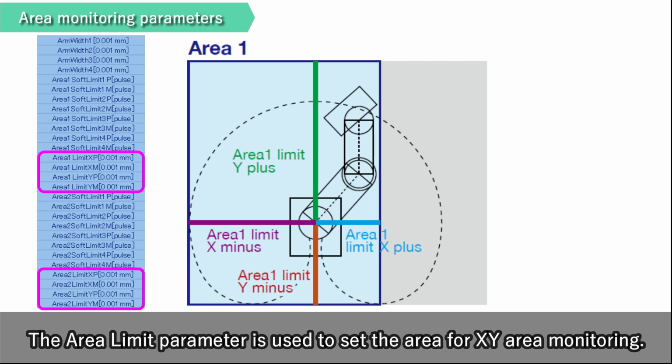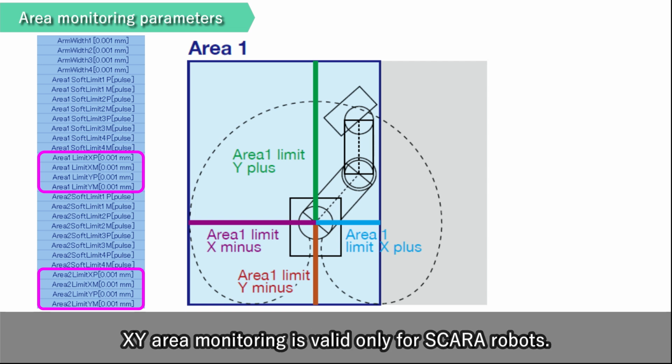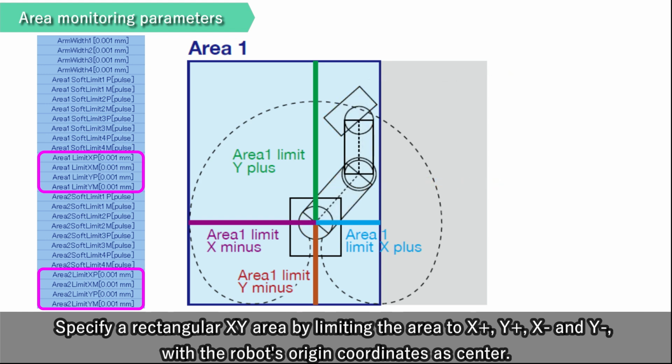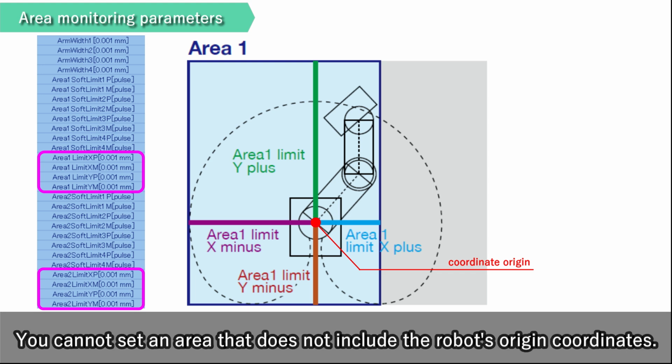The area limit parameter is used to set the area for XY area monitoring. XY area monitoring is valid only for SCARA robots. When the monitored part that is set by the end effector and arm width parameters goes outside the specified monitoring area, SS1R/T is executed. Specify a rectangular XY area by limiting the area to X plus, Y plus, X minus and Y minus, with the robot's origin coordinates as center. You cannot set an area that does not include the robot's origin coordinates.